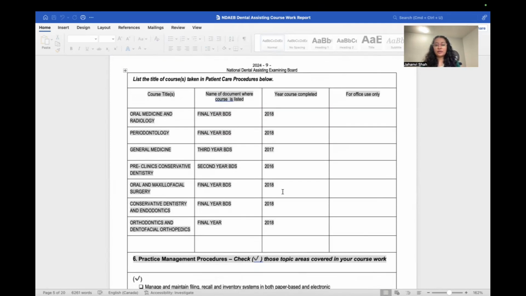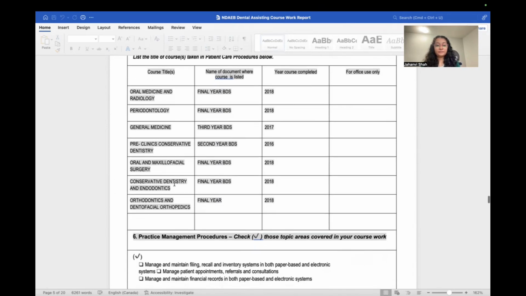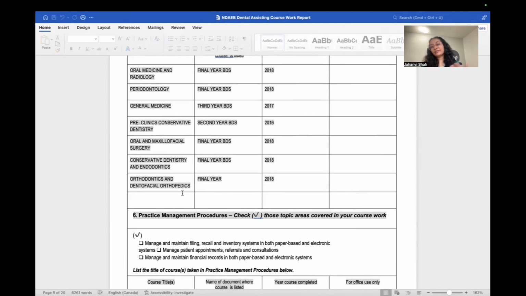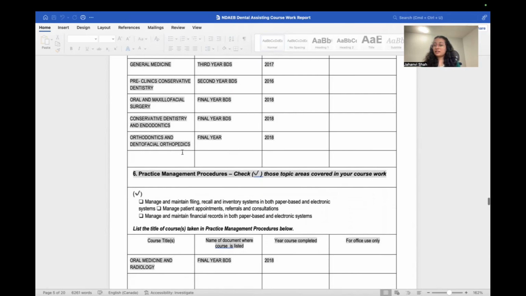When I narrowed down to everything, I found out that most of the topics I studied were in oral medicine, radiology, periodontics, of course, general medicine, which I was studying in third year, preclinics, conservative dentistry. There are some parts where they were taught to me in preclinics and not the conservative itself. The oral and maxillofacial surgery, conservative dentistry, and endodontics, orthodontics, like for impressions and so on. So you just have to make sure if there is any other subject that you were taught these things, you just have to write them down in these boxes here.